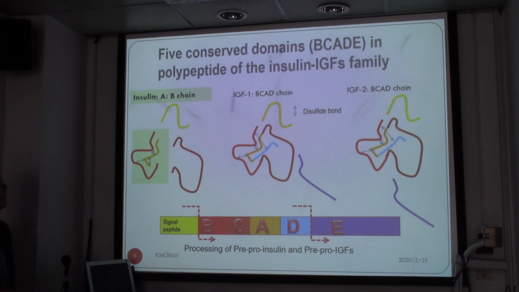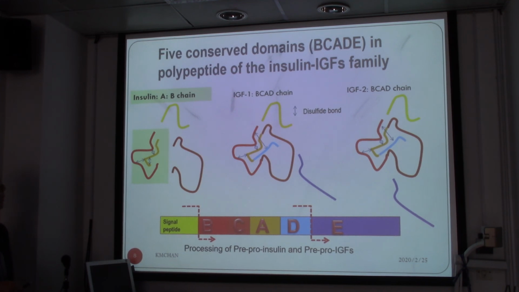Insulin has a very complicated structure because it's comprised of two chains, chain A and chain B. There's another hormone known as IGF, or insulin-like growth factors, IGFs. And then they are actually the same group of proteins with different polypeptide processing.